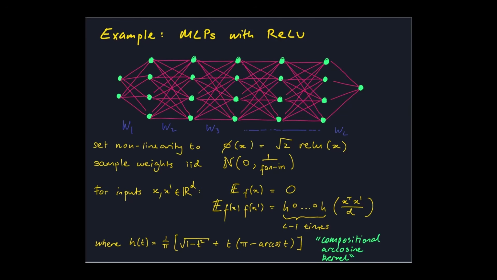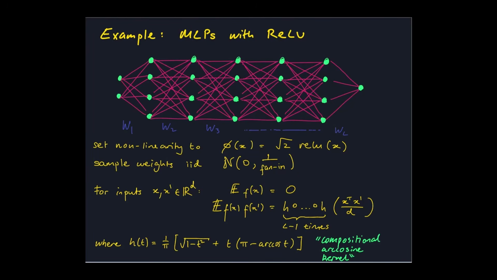But basically, we set the nonlinearity to square root 2 times ReLU, and we sample the weights with variance 1 over fan-in. That's what we would call the standard parameterization; in PyTorch it's doing 1 over fan-in. I actually think it's not the best way to initialize the weights in practice, but for this statement to hold, that's the initialization you've got to use. So, 1 over fan-in variance.